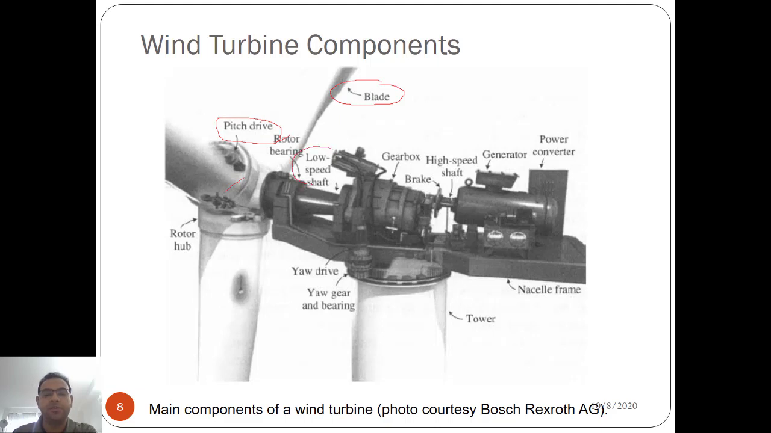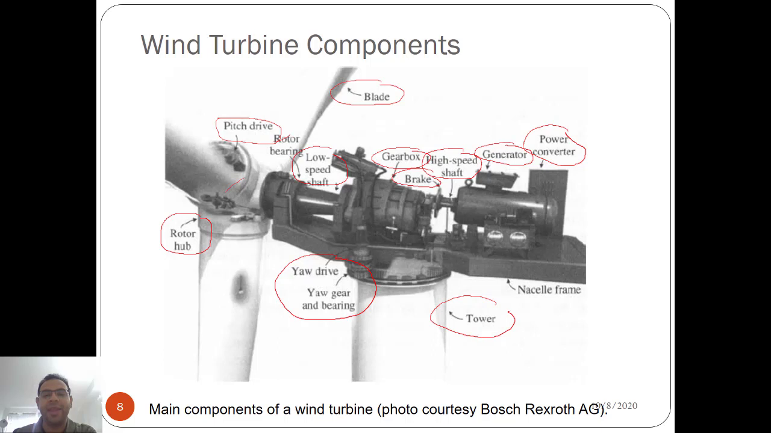And then we will also discuss what is meant by this low speed shaft, and here it has a high speed shaft. Then we will discuss the gearbox, the braking mechanism, and the most important component for electricity generation, which is the generator. And last but not the least, these are power electronic converters that are used to convert voltages and maintain the power quality. This is the rotor hub. This is the yaw drive mechanism. So we will discuss the yaw drive mechanism.